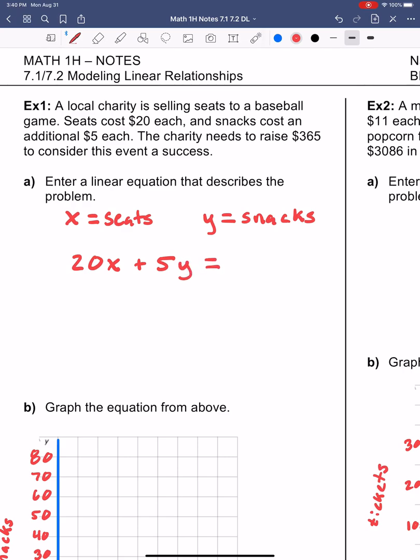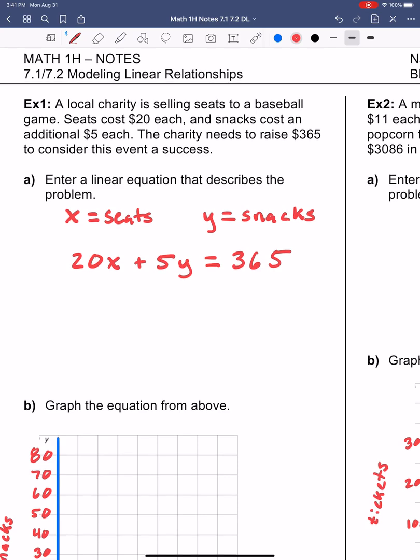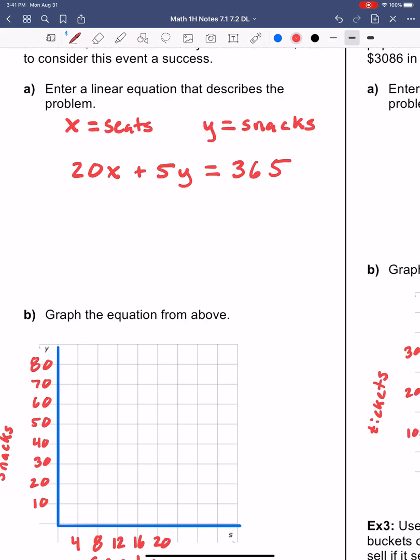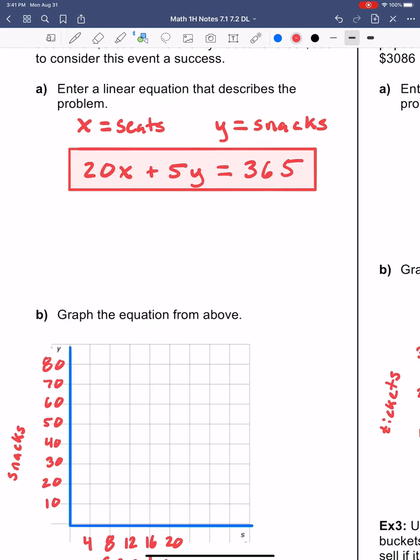Remember, they need to raise $365, and they get to add up their earnings from both of these to raise that $365, which is why I have the plus sign there. So this needs to equal $365. For now, we're going to assume they want to earn exactly $365. Okay, and now I'm going to put this onto the graph, because this is the equation that I came up with in standard form. I'm going to use x and y intercepts to do it, and remember, we talked about this last time.